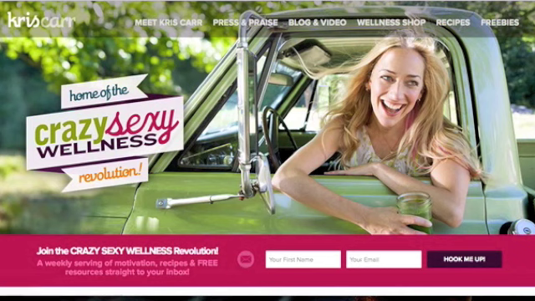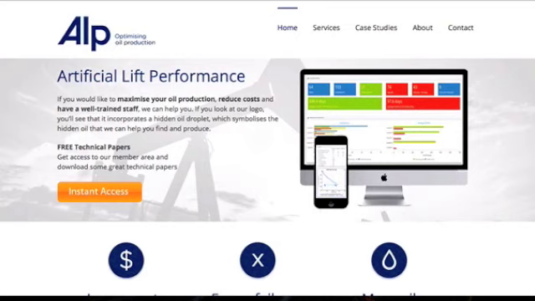Now let's look at another one. This is for, well, you can figure out who it's for by answering the question. So who is it for? If we look, it says optimizing oil production, artificial lift performance. And then it says, if you would like to maximize your oil production, reduce costs, and have a well-trained staff, we can help you. So immediately I know this has to do with something about oil production, right? So if I'm in that industry, this speaks to me immediately to let me know I'm in the right place, right? And if I have no idea what that means, then clearly this website's not going to provide much value for me. So it's pretty obvious straight away who it's for.